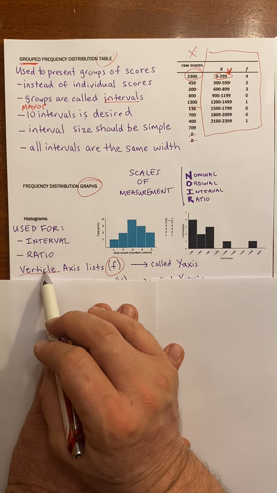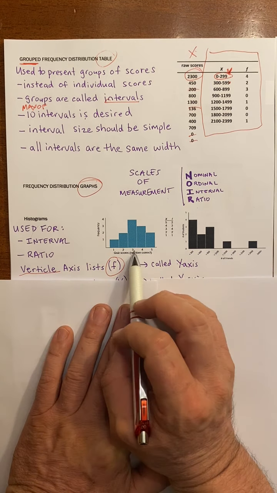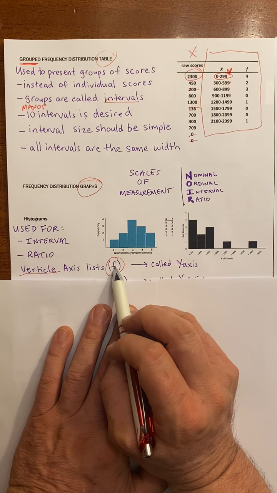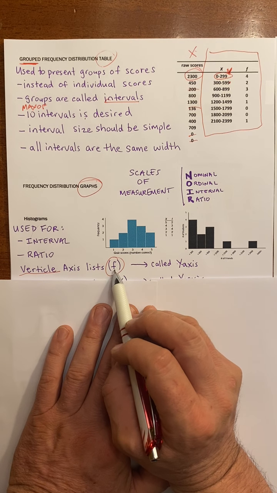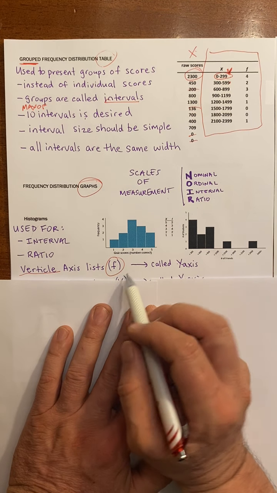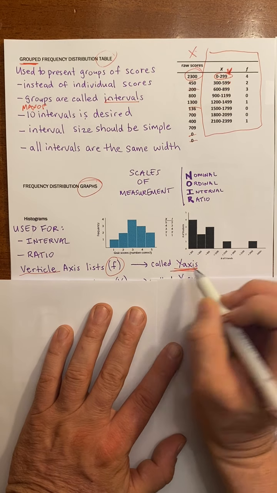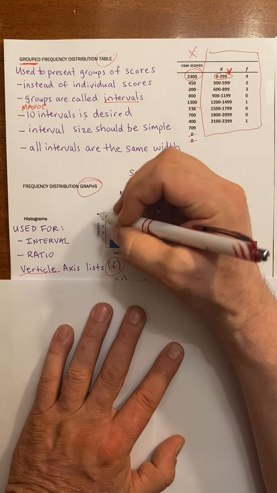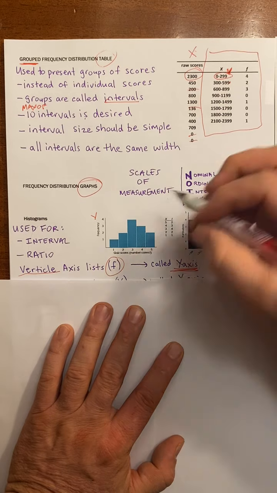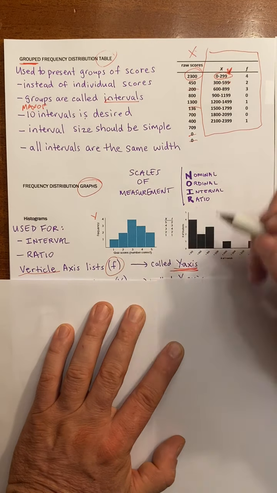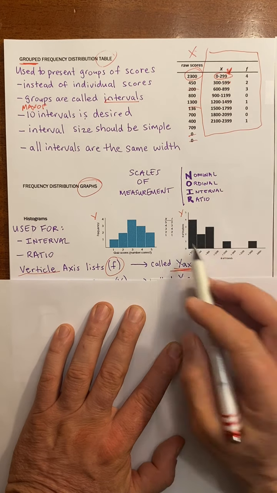When we talk about these vertical axes that are always showing frequency, we also always refer to those axes as the y-axis, right? So you've got a y-axis there on this histogram, and you've got a y-axis here on this histogram.